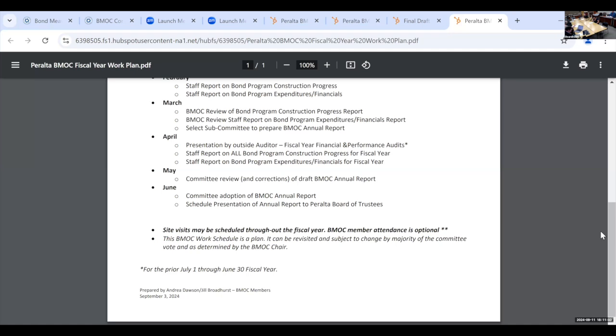Where are we right now? We need to vote on the work plan. Thank you. Do we have a motion? Yeah, Mr. Gamble moved and we were waiting for a second. Second. Objection.